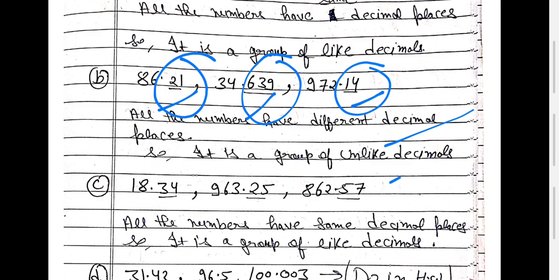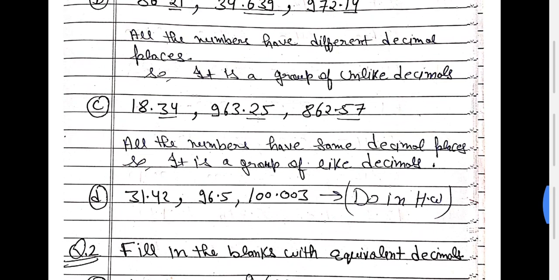So it is a group of unlike decimals. If the number of decimal places are different, it is known as unlike. If the number of decimal places are same, then they are known as like. Now come on C1: 2 decimal places, 2 decimal places, 2 decimal places. All the numbers have the same decimal places. So it is known as what? Group of like decimals.